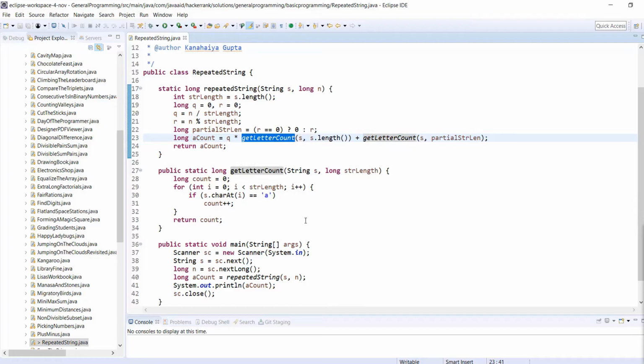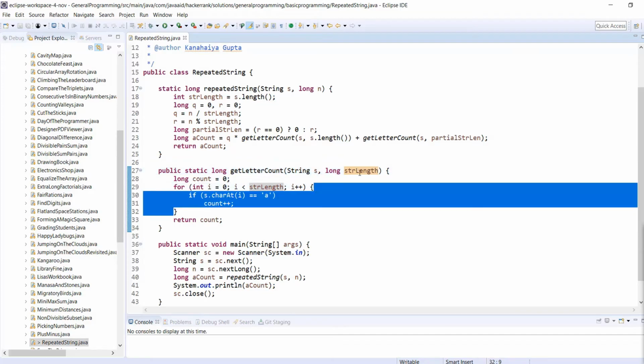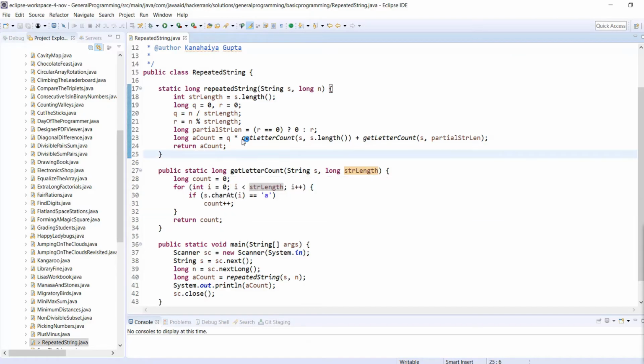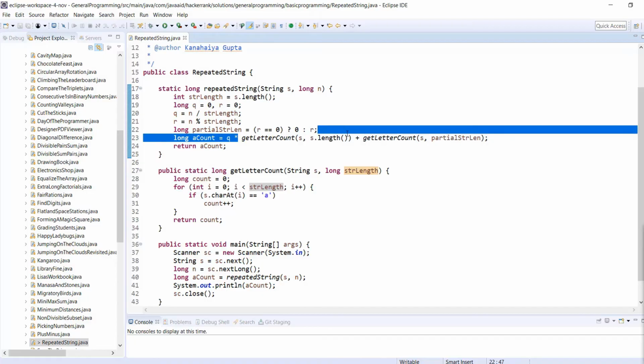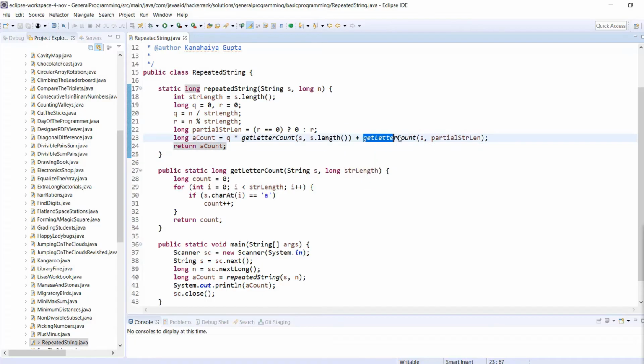So this method is a common one, guys, which will do this work. This is the method which will take one string and the length till which it will traverse, and we are looping through this string till we reach this length and counting the number of A's present in this string. So first I am counting the number of A's in the initial string, and then we are counting the number of A's in the partial string.